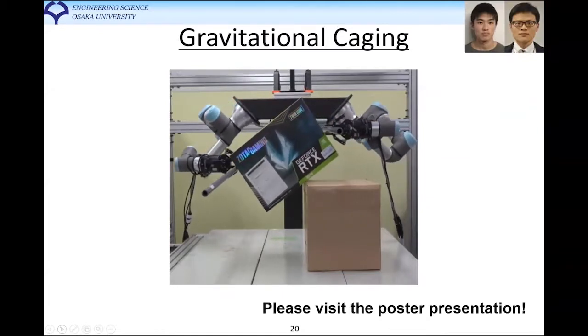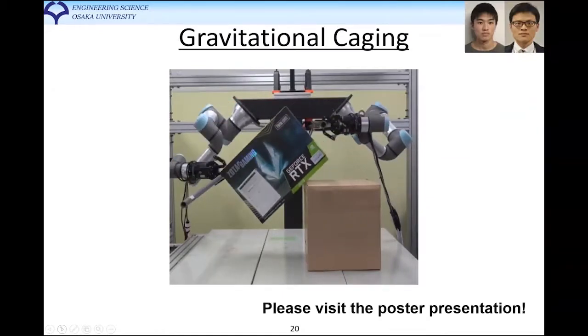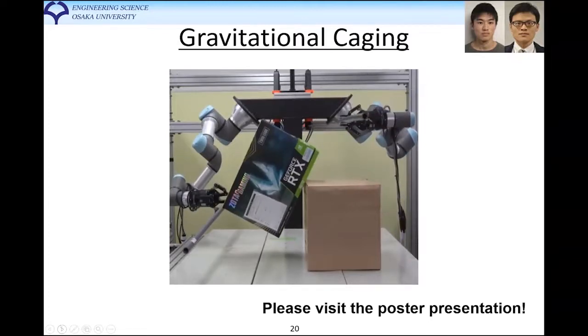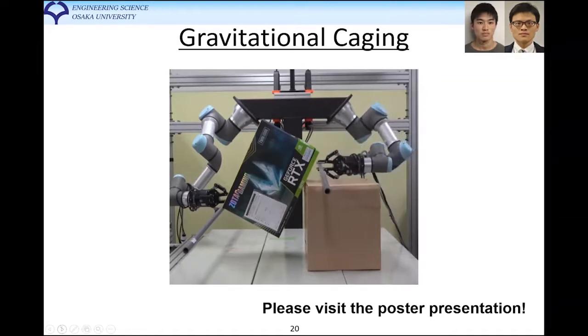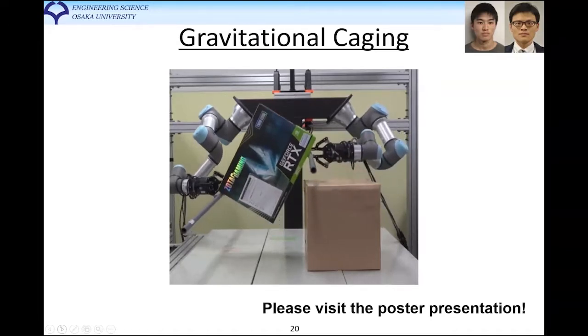And the second one is so-called gravitational caging. In 2D caging, we usually require 3 fingers, but if we assume the gravity force, we can use 2 fingers to satisfy the caging grasp. Under this assumption, we realize the manipulation of a large object by using the dual manipulators. Later, we will have a time for poster presentation, and please visit the poster presentation of gravitational caging.